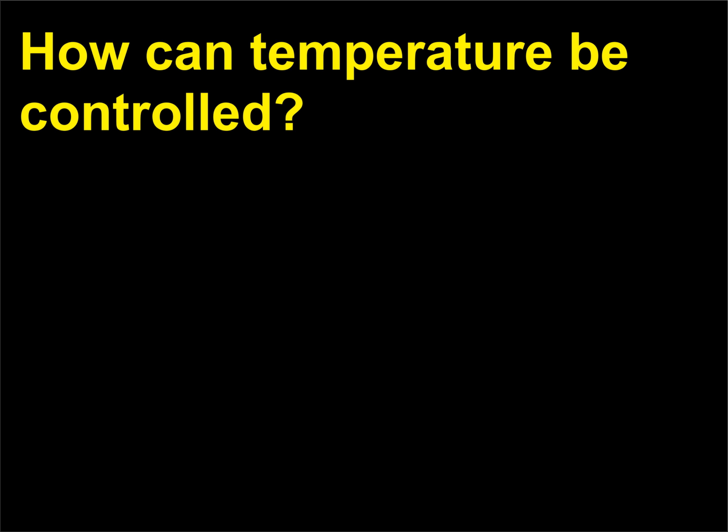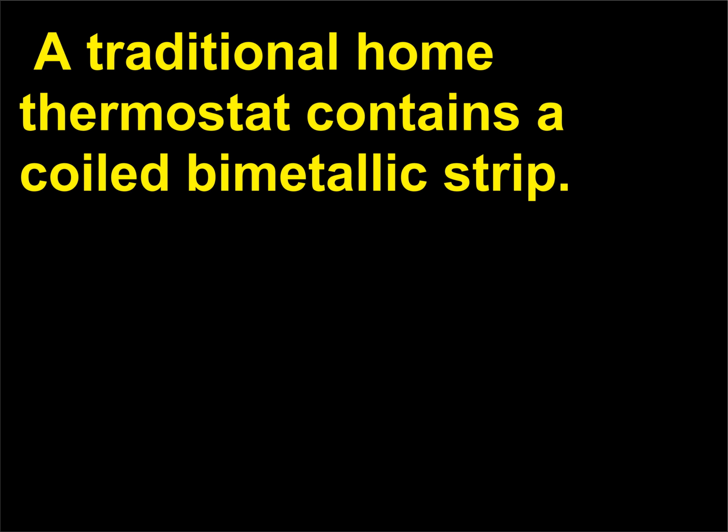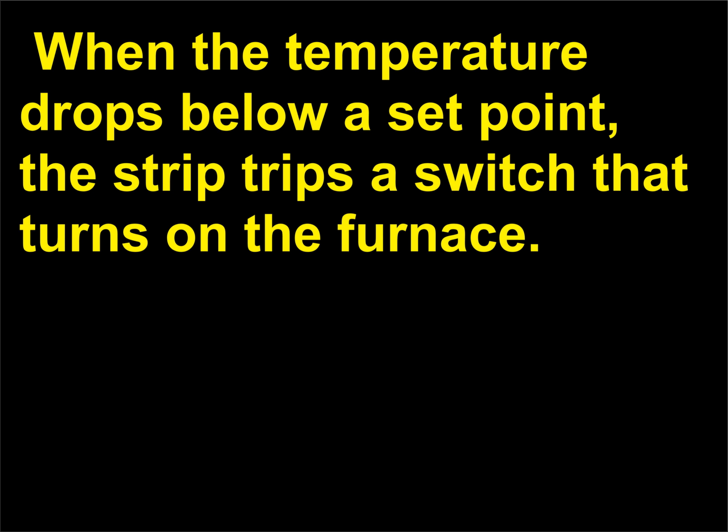How can temperature be controlled? A device that maintains a constant temperature is called a thermostat. A traditional home thermostat contains a coiled bimetallic strip. When the temperature drops below a set point, the strip trips a switch that turns on the furnace.